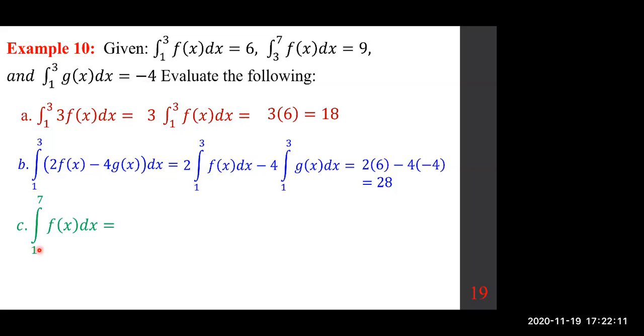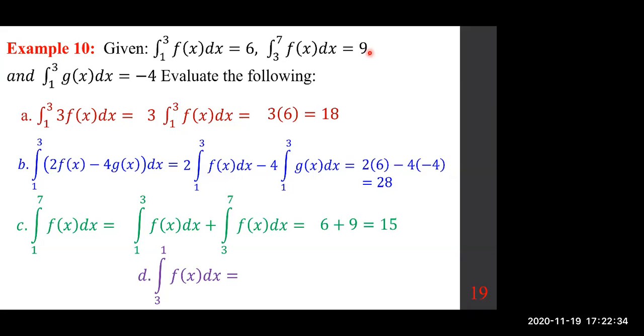We want 1 to 7 for f of x. We have 1 to 3 plus 3 to 7. So you just add up 6 and 9. We are using the properties. In this case, this is the splitting property, the additive, if you will. Finally, the integral from 3 to 1 of f of x dx. So let's go back up here. We have 1 to 3. What is 3 to 1? The same thing, negate that. Minus 6. So this is also one of the properties that we discussed. Minus 6.